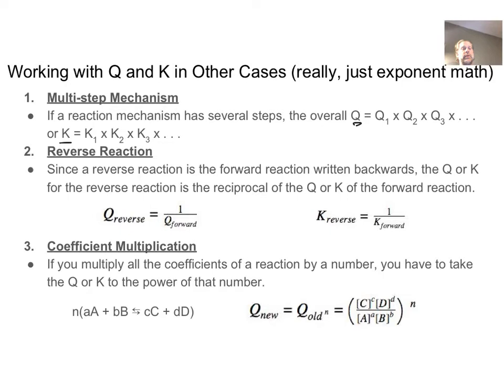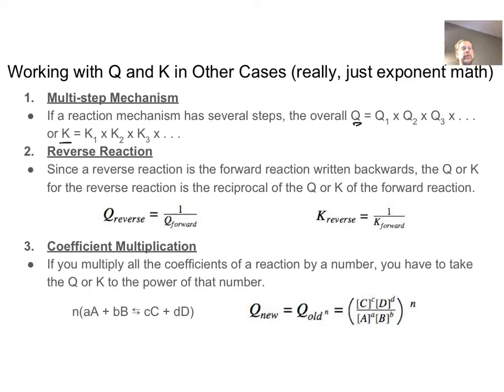We might have to write it in the reverse way in order for us to get the actual equation that we're looking for. And we do that when we put the reaction in reverse. What we're really taking is the reciprocal of Q or K of the forward reaction. So if we're given our Q value, we have to take the reciprocal of the forward value. And then there's also coefficient multiplication that occurs, which means that if you multiply all the coefficients of a reaction by a number, you have to take the Q or K to the power of that number.